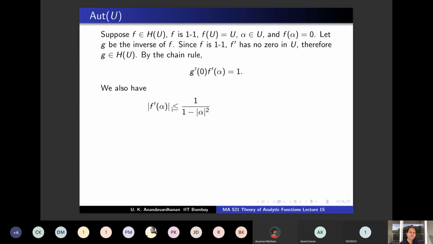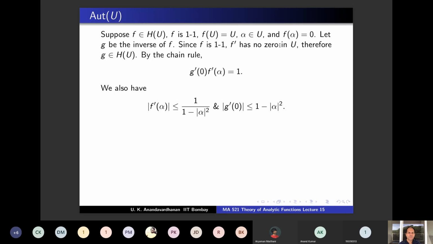Therefore, you have mod f prime alpha is less than or equal to 1 by 1 minus mod alpha squared. Why does this follow? Anyway, you have this. Why is that? Because if f takes alpha to beta, then you have a bound for f prime alpha: mod f prime alpha is less than or equal to 1 minus mod beta squared by 1 minus mod alpha squared. That is the previous slide. So this is 1 minus 0 by 1 minus mod alpha squared.